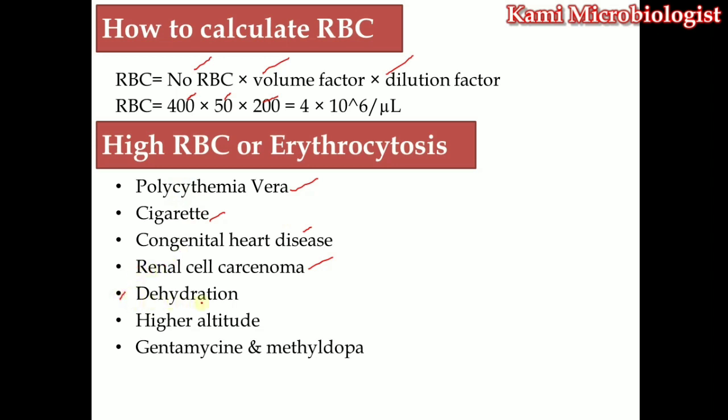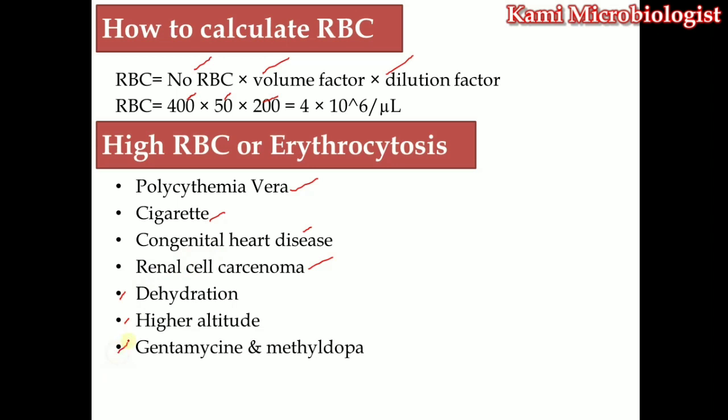Now in case of dehydration, the RBC level is also increased. Why? Because if we do not have enough water, the RBCs are more concentrated. Due to this higher concentration, the RBC count rises. Then higher altitude means the air pressure decreases, so the oxygen level decreases. Due to this, a large number of RBCs are produced in our body, and they distribute oxygen at a normal level. That's why RBC is also increased at higher altitude.